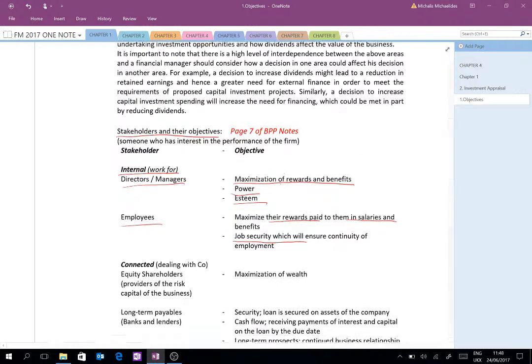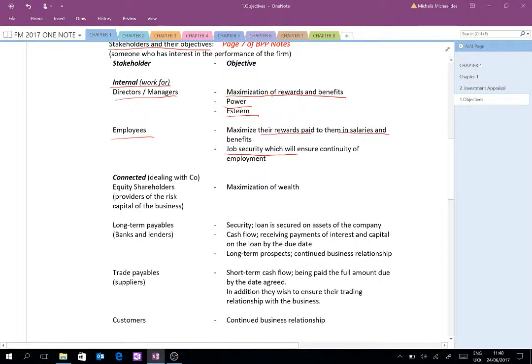Now, other stakeholders are the connected stakeholders. These are the stakeholders that deal with our business. So, equity shareholders, these are the real owners of the business. Why? Because these are the ones that will be exposed to the highest risk if something goes wrong with our business. And of course, the reason why they care about the business is because they want to maximize their wealth.